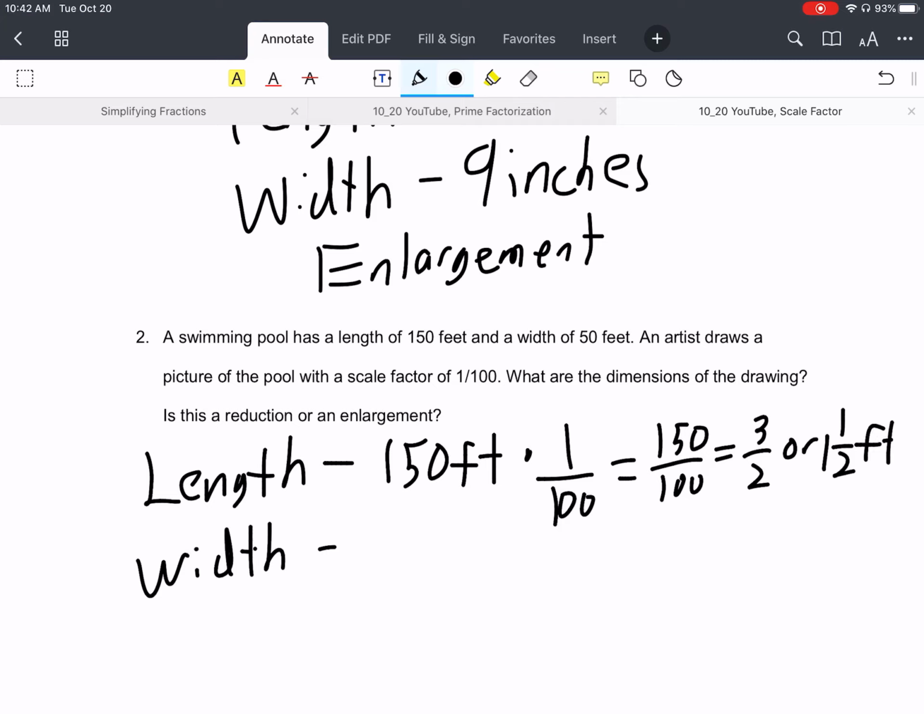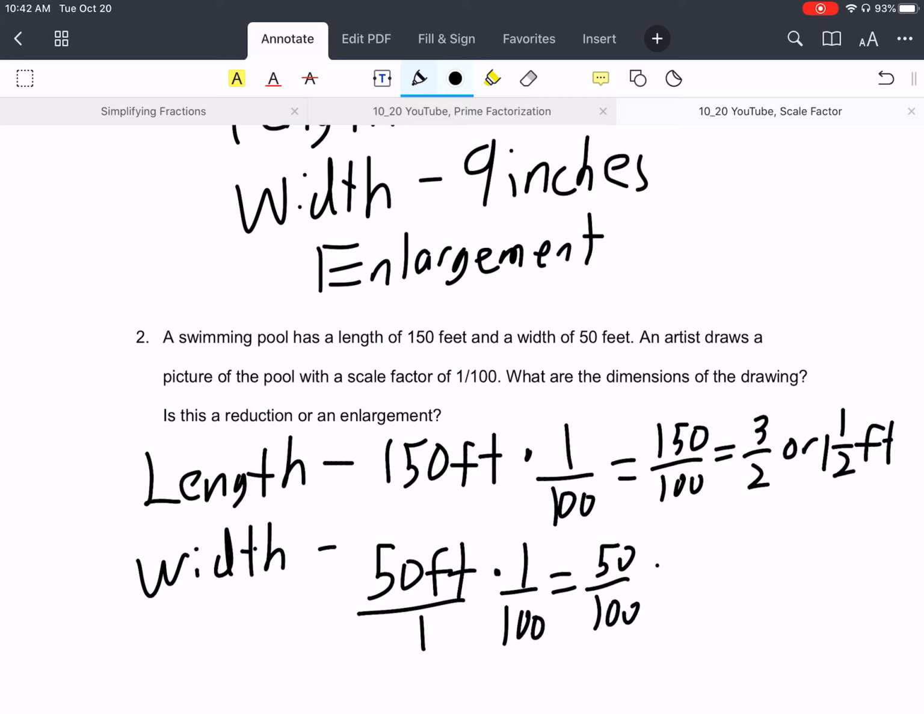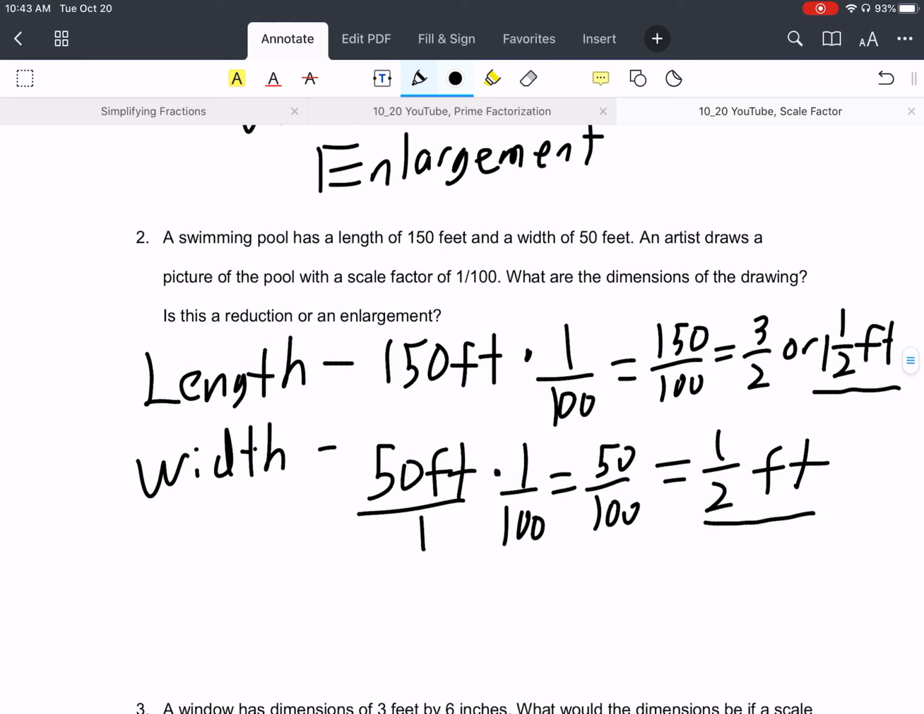feet. So the length of the artist drawing would now be 1.5 feet, and the width would be 50 feet times 1/100, which would equal 50 over 100, which equals half a foot. So the dimensions of the artist drawing, the length would be 1.5 feet, and the width would be half a foot. And of course, that is much smaller, so that would be a reduction.